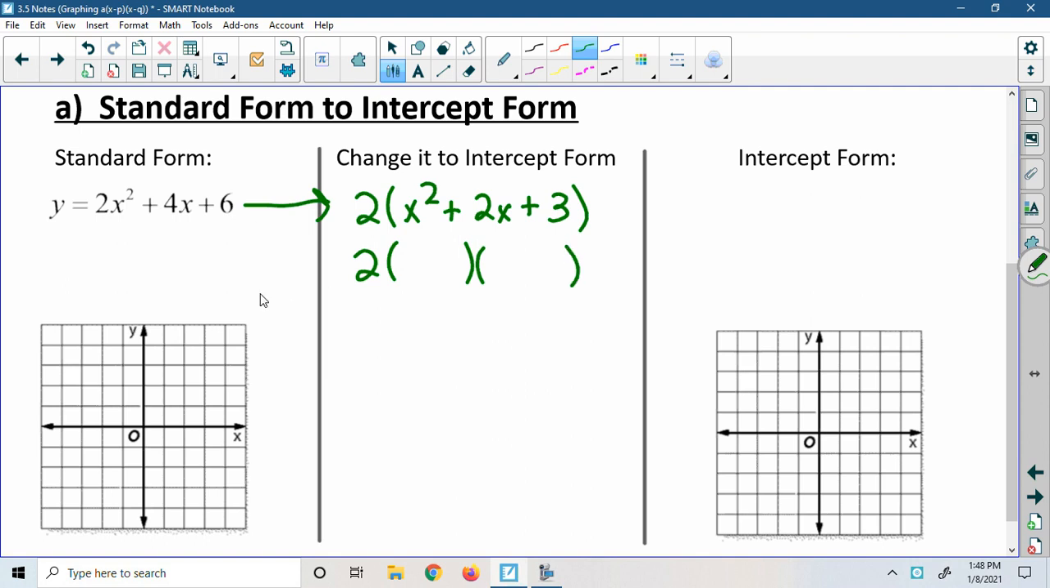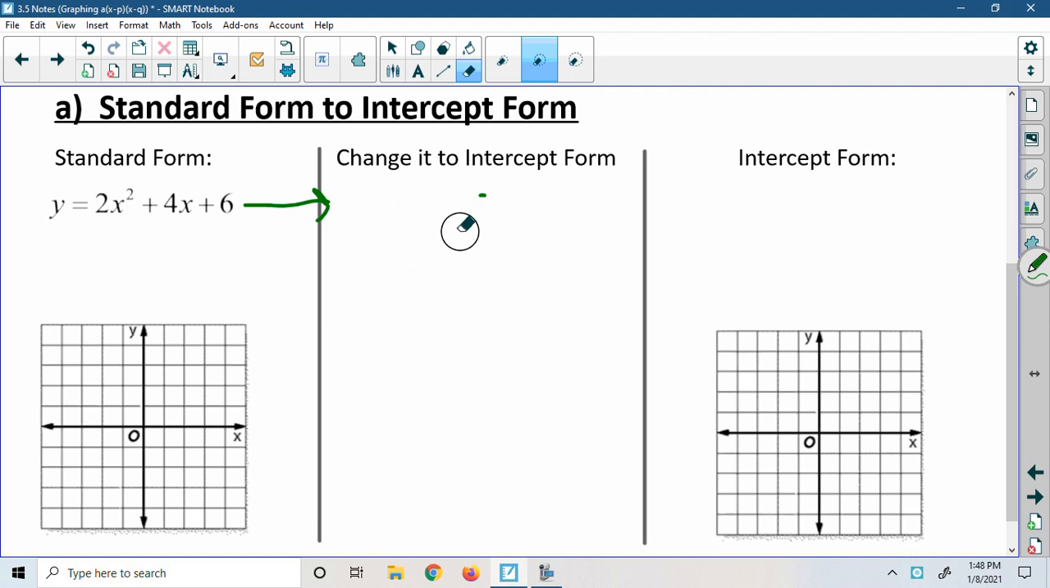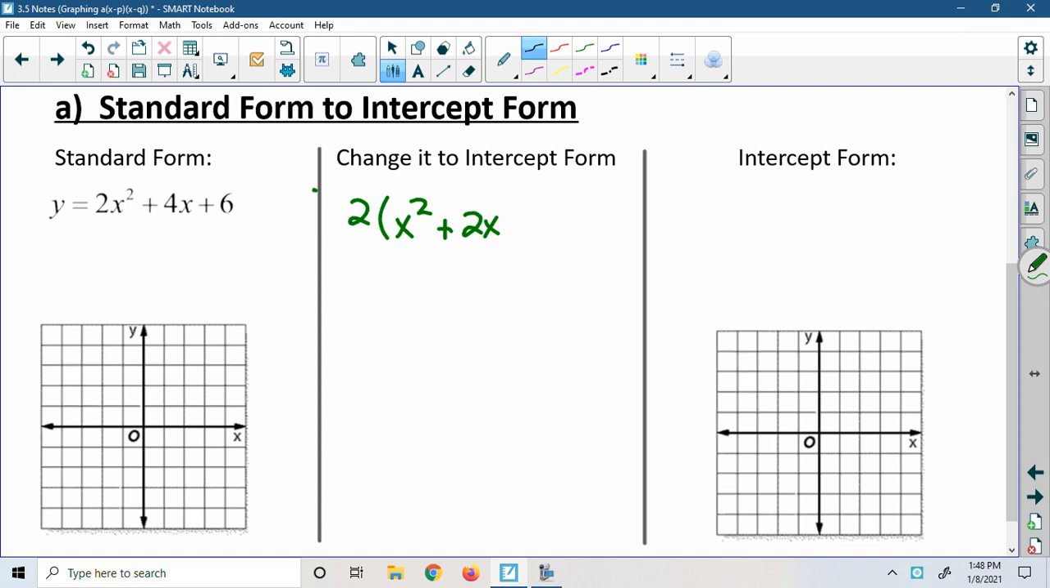And I just realized this example is not a good example, is it? So I think I made a typo right there. So this should be, if we factor out a 2, x squared plus 2x plus 1 is what I want that to be. Okay, so sorry about that. Should be that.